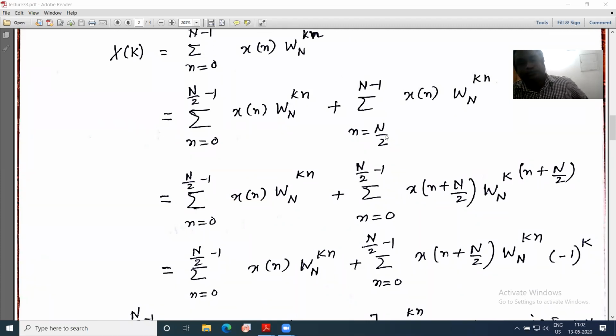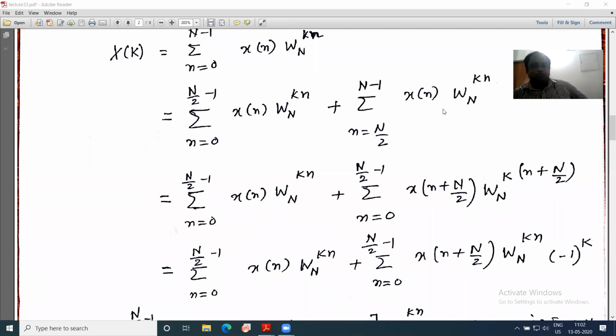Suppose if we take the first value n equal to N by 2, if I substitute n equal to N by 2, it becomes x of N by 2 W_N^K into N by 2. This is the first term of the summation. Okay. Now if we put n equal to 0 here, then again also x of N by 2 W_N^K N by 2. These two terms remain same.